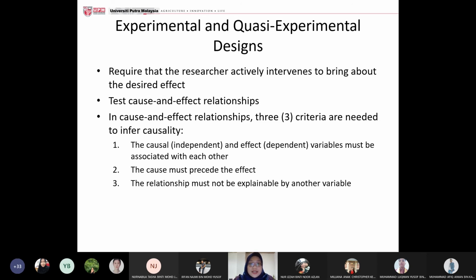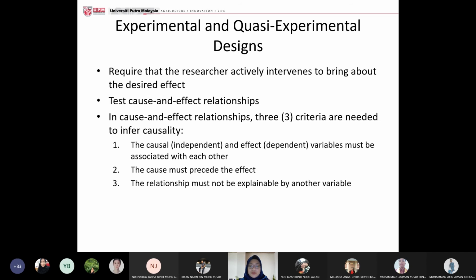So in cause and effect relationships, why do people say qualitative cannot? Because, first, the independent and dependent variables must be associated with each other. In quantitative research, that is easy to do because you already identify your independent and dependent variables. Whereas in qualitative, usually you don't even know what your independent variable is.